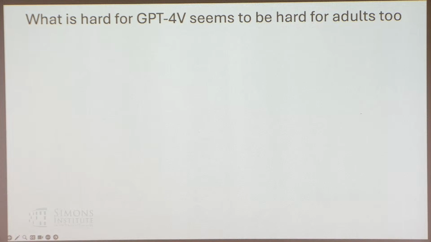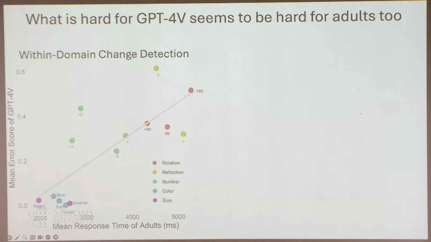So what we did here is we took the average response times of adults and the different kinds of transformations we tested. And these are all color-coded by the different concepts. So rotation is in red, and so on and so forth. And we also took the average of the errors made by GPT-4v. What we see in this graph is that if we're telling people and models to identify specifically what the transformation is, humans are taking longer when they're identifying rotation and reflection, and the models are also making more errors there.